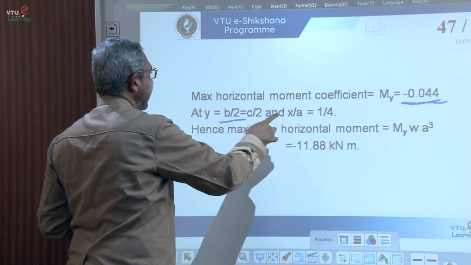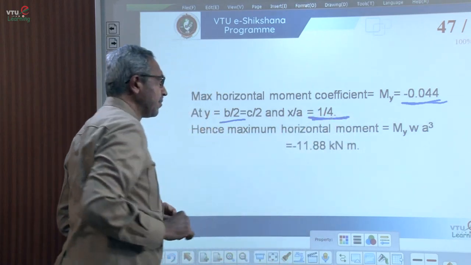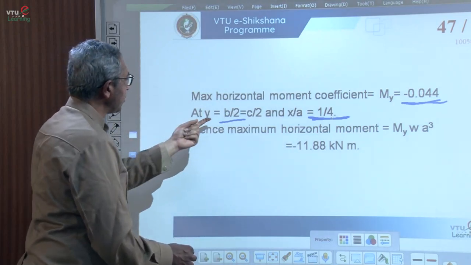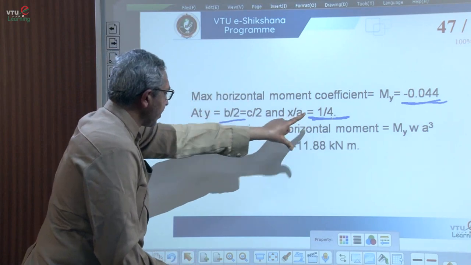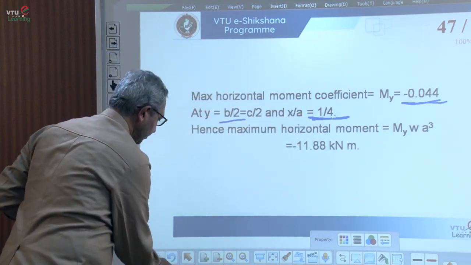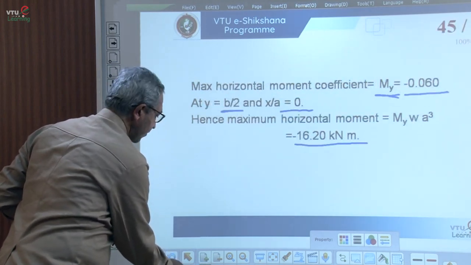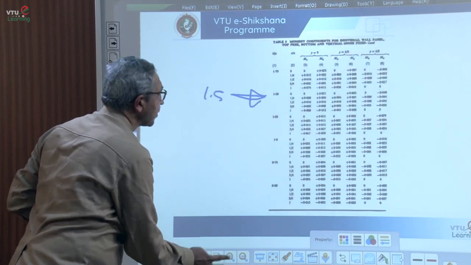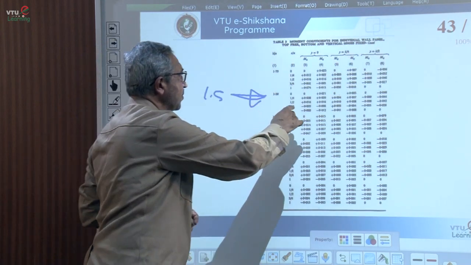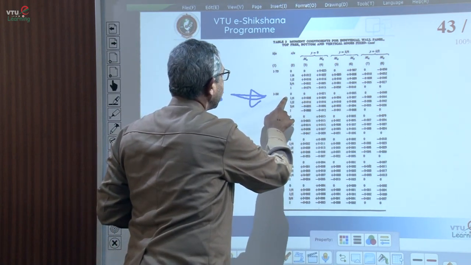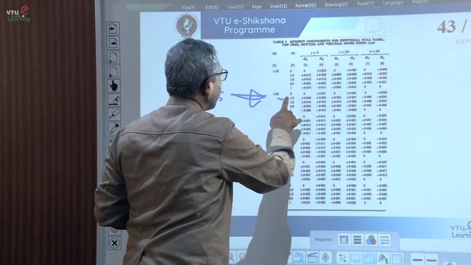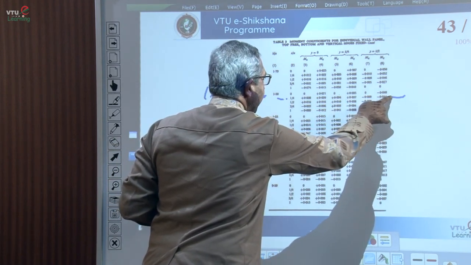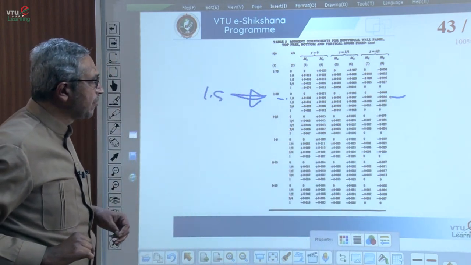0.044, with y equal to b by 2 and x by a equal to 1 by 4. Let us go and check once again about these values. Y is equal to b by 2 and x by a equal to 1 by 4. In this row we get the maximum, which is minus 0.044. So this is the maximum coefficient we are getting, minus 0.044.